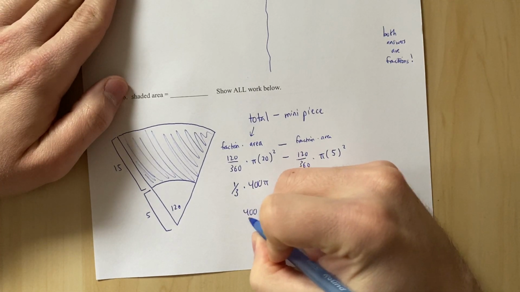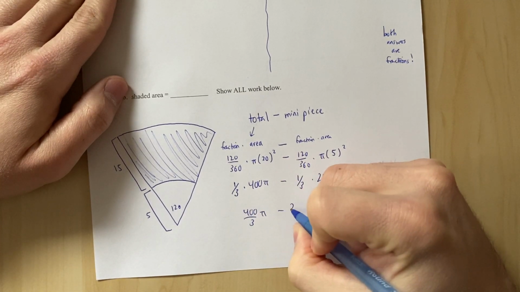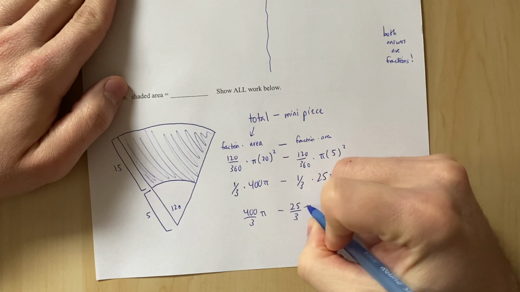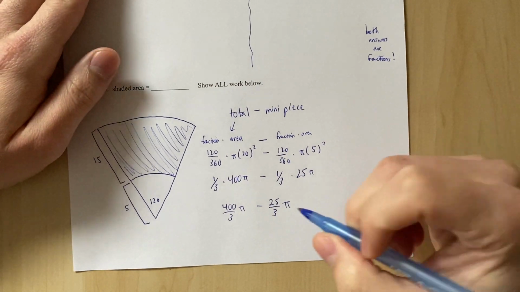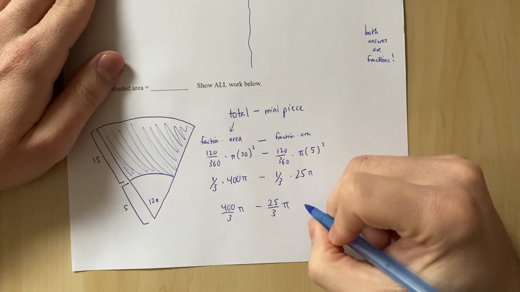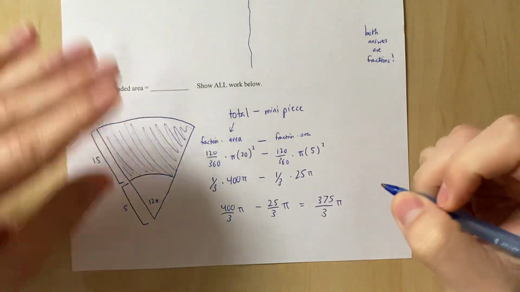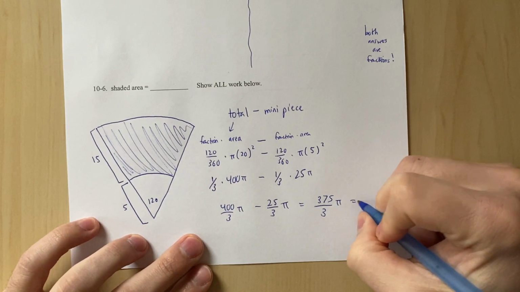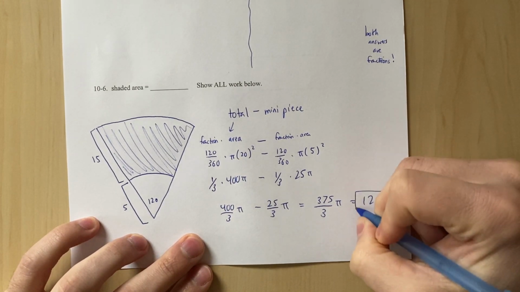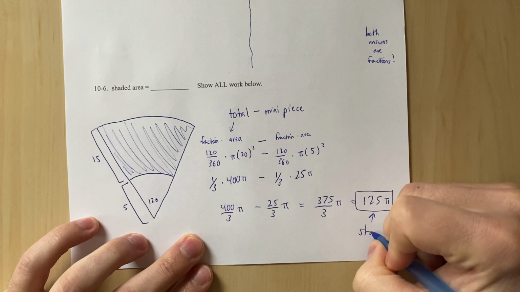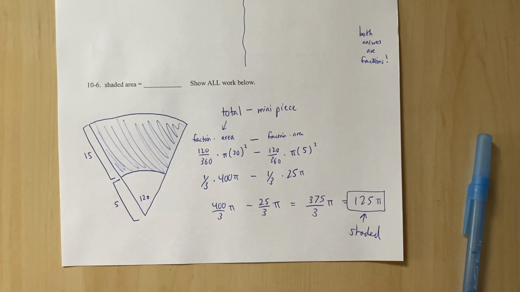So it's 400 over 3 pi minus 25 over 3 pi. And nice, look, the denominators are the same. So this is 375 over 3 pi, which equals 125 pi. And this is the area of the shaded part, which is what I wanted. All right, hopefully that made sense. If not, sorry. Okay, beautiful. There you go. Let's go to the back.